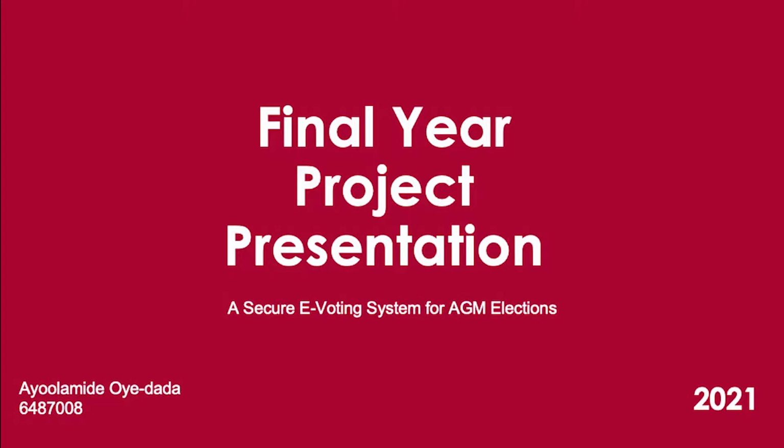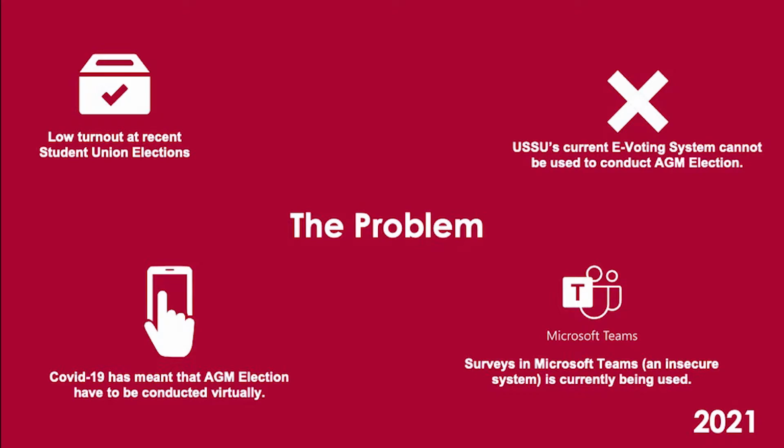The student union is responsible for executing all AGMs and ensuring that the democratic processes of the university are upheld. There were four problems that I identified with the SU. The first was that the SU had a very low turnout in recent elections, meaning that students didn't engage and trust the students' union. Secondly, the USSU's current e-voting system cannot be used to conduct AGM elections. It could only be used to conduct Surrey the Sides elections.